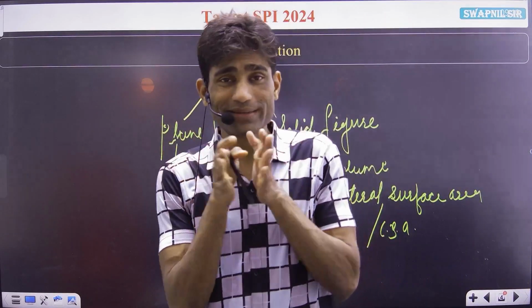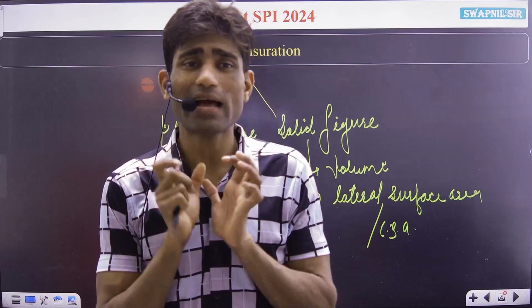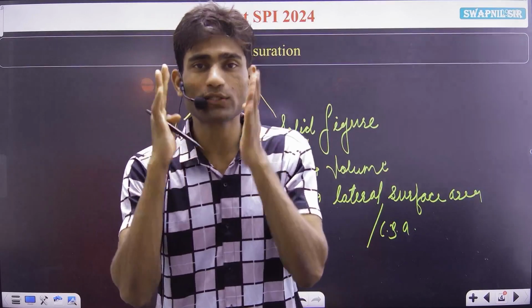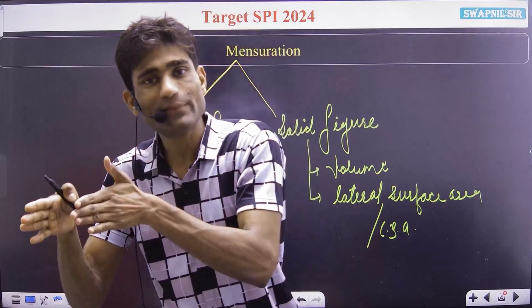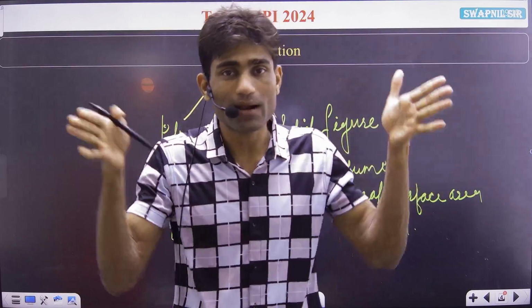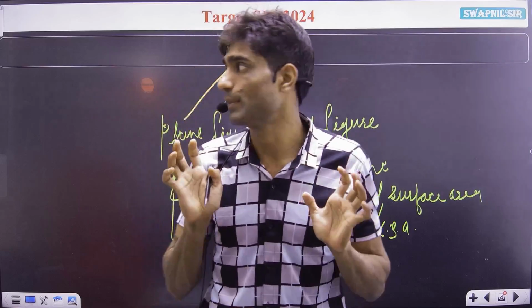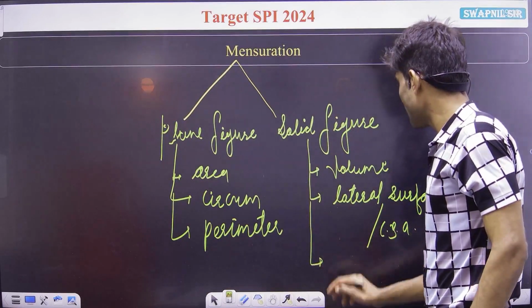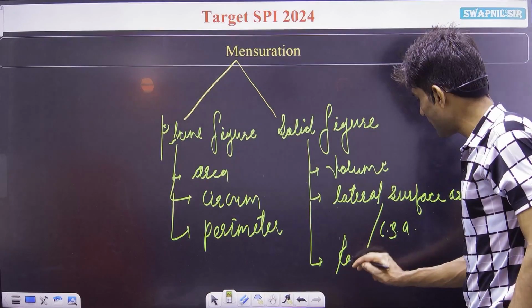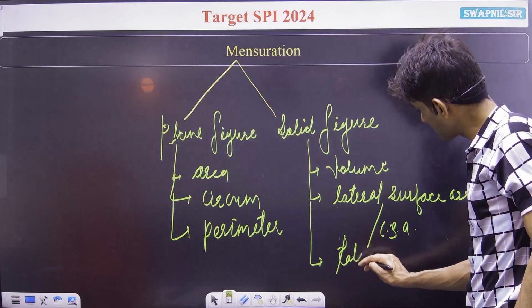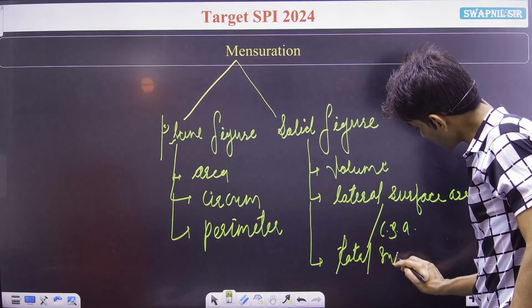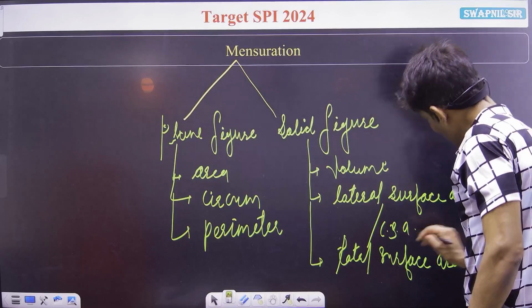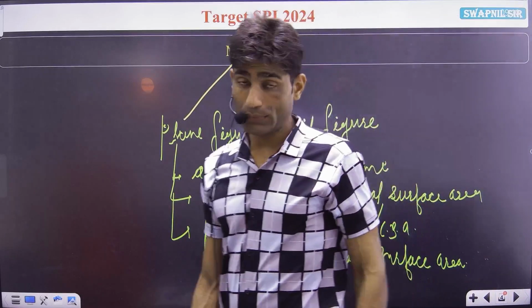Actually, what is the difference between lateral and curved? Both have the same meaning, okay? In our three-dimensional figure, like a solid figure, lateral surface area and curved surface area are both equal, okay? Always remember this one. After lateral and curved surface area, we know that the total surface area is also a part. Again we have a total surface area.